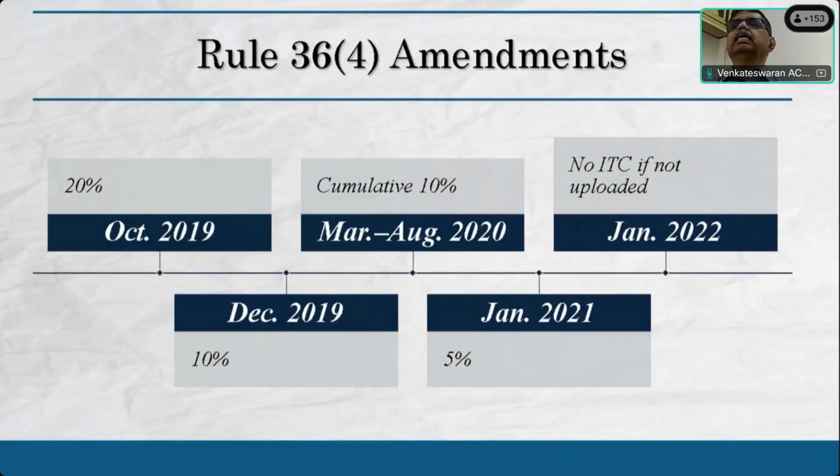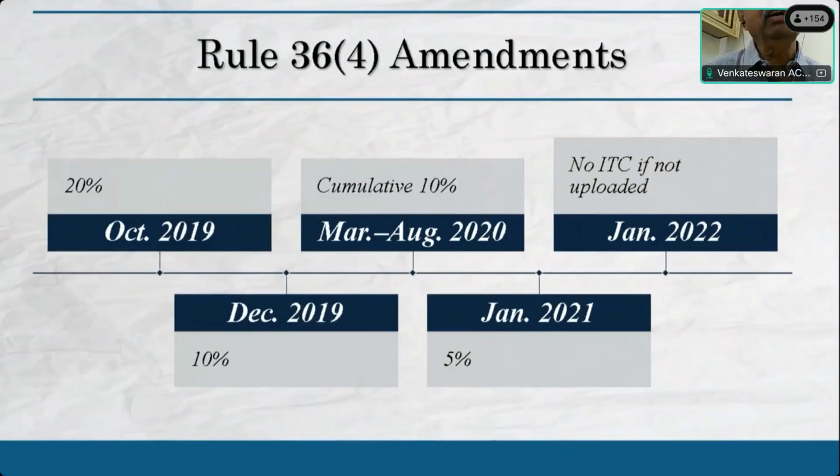Then afterwards it was done as 10%. Then in 2019 it was 10%. Then January 2021 it was 5%. Now from January 2022 onwards, if the person has not filed GSTR-1 within the due date, please take note, you are not entitled to take any credit at all, even though he can file subsequently.